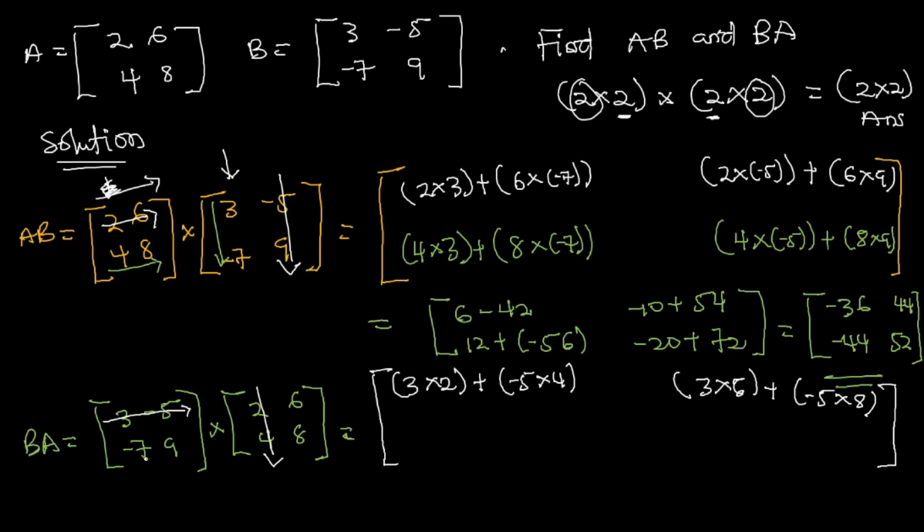Then we come to the second row. So this row multiplied by the first column. We are going to have negative 7 multiplied by 2.